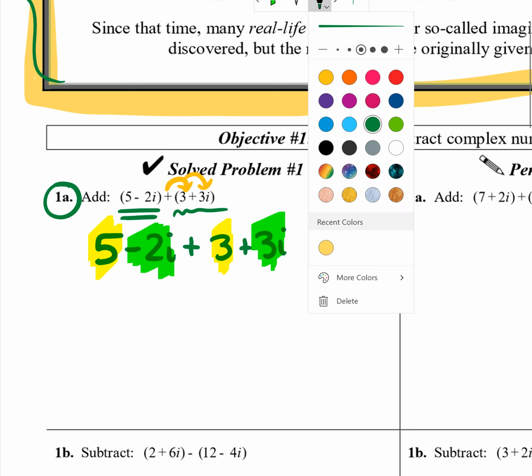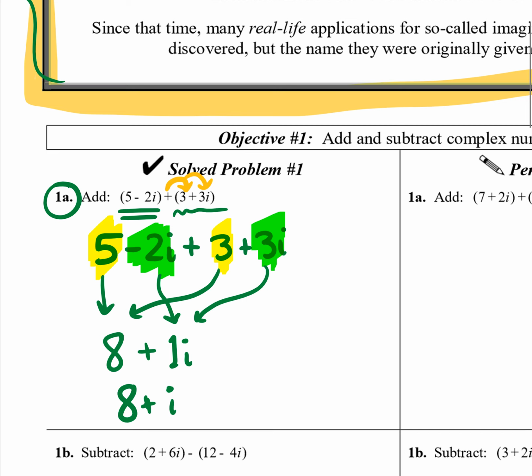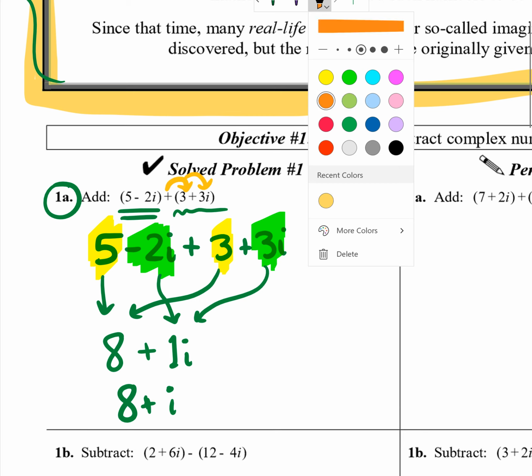Let's see. So the real parts, I got 5 and 3. Those add up to 8. Then I have the imaginary parts, negative 2i and 3i. You could write, I guess, 1i at first, but as you've seen with variables, like in algebra, you don't want to have a 1 in front of your variable. It's not simplified all the way. So I'm just going to write i instead of 1i. And that'll be it.